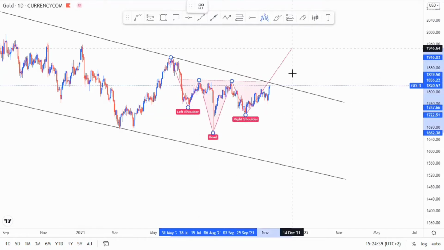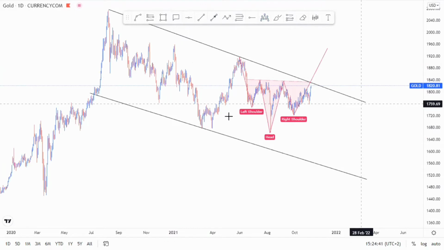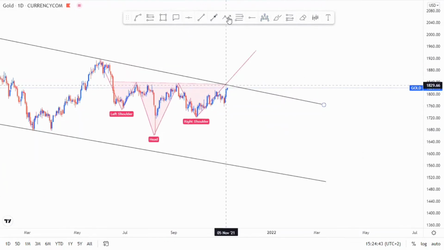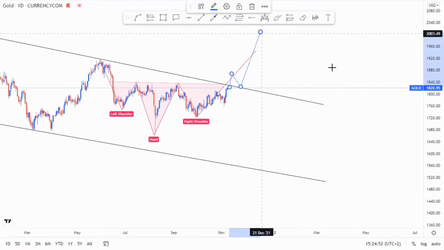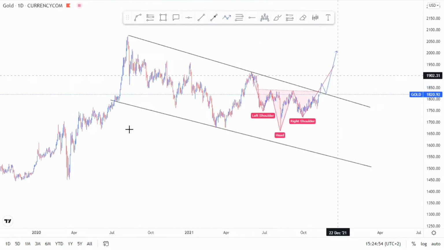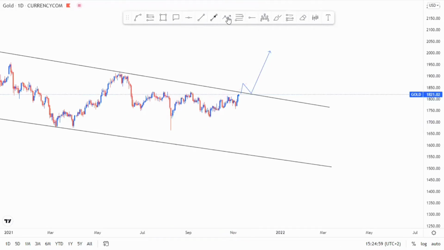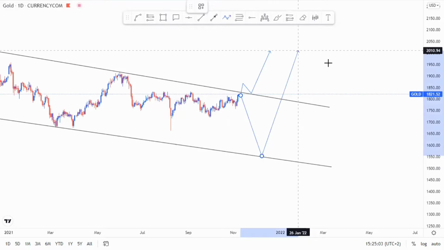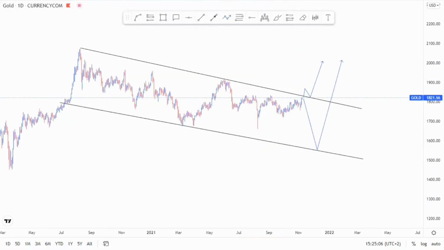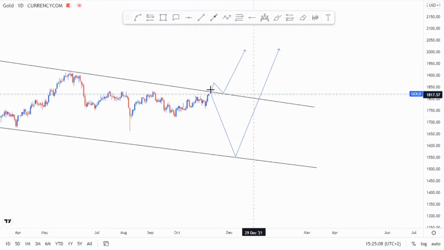What does this tell us? This tells us that price might break out, come for a retest of the neckline in the pattern, the descending pattern, then go up for buys. The second scenario is to go to the downside, then go to the upside. There are two possible scenarios depending on what price gives us here at this area.